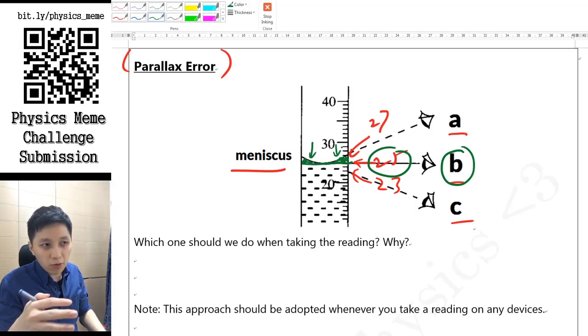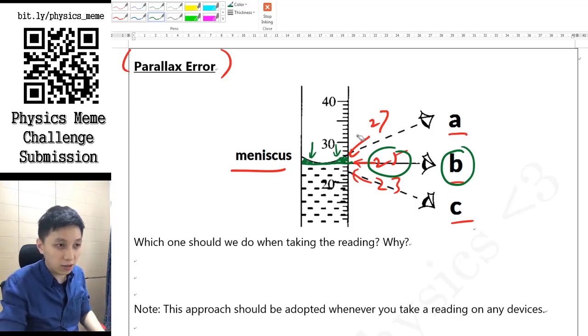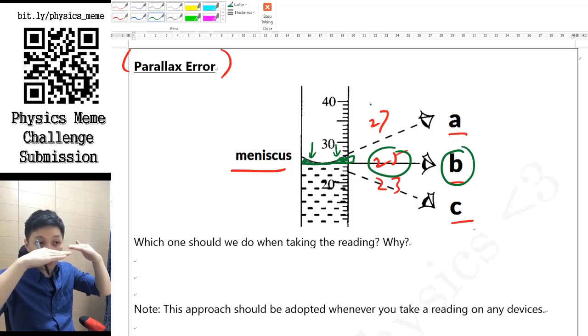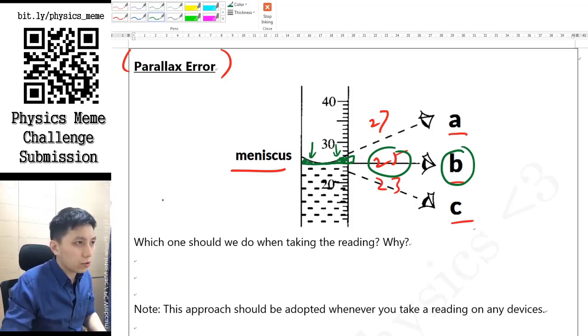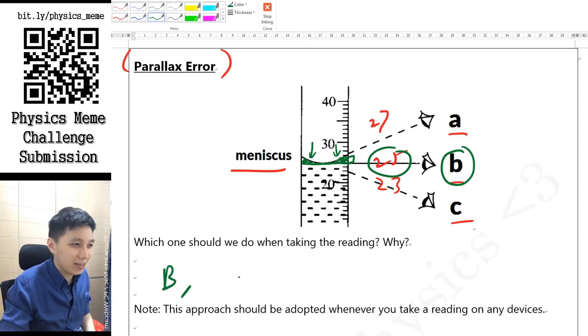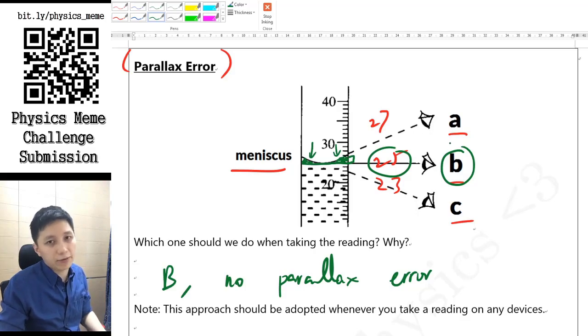So make sure next time when you take the reading, you're looking at that. And also when you look at the angle, this should be 90 degrees, so your eyesight is also perpendicular to the measuring cylinder itself. So for the answer here, I will just say B, and the reason behind it is simply that it will have no parallax error, while A and C will have parallax error.